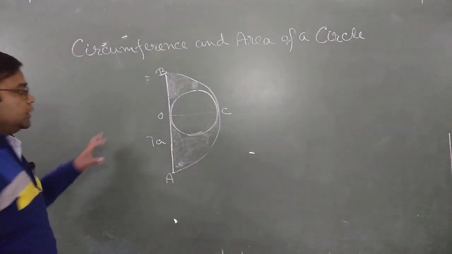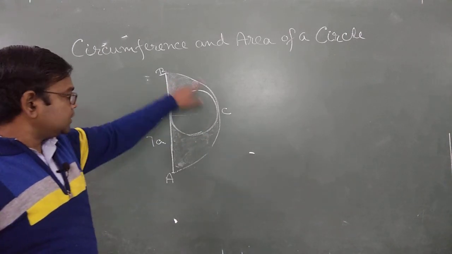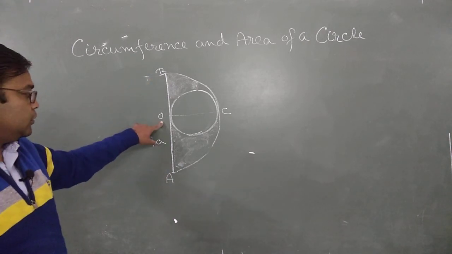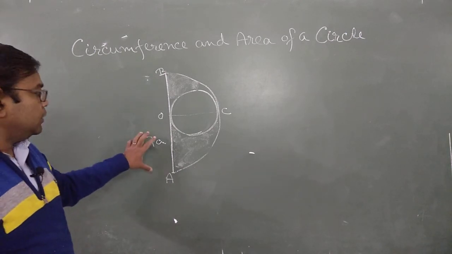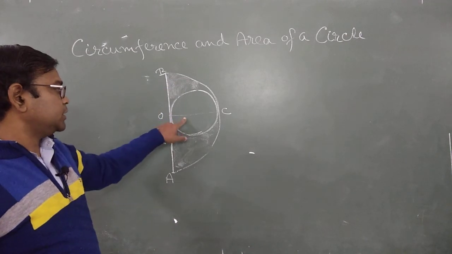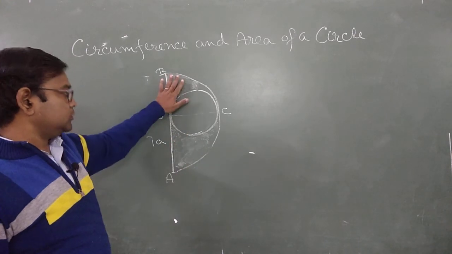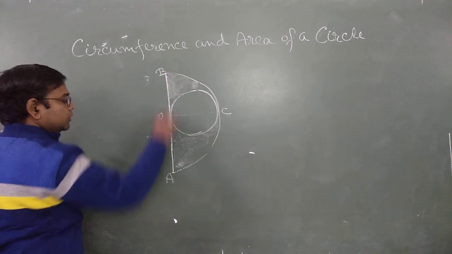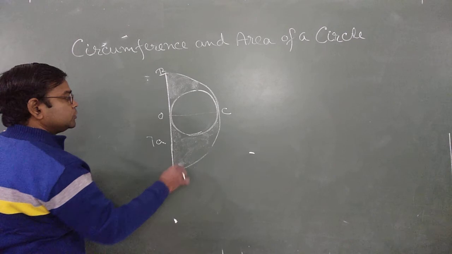In this figure, it is given that this is your circle with diameter OC and this is a semicircle with diameter AB. In the question it is given that half of the diameter, OA, is 7 centimeter. Means the radius of this semicircle is 7 centimeter and the diameter of this circle is 7 centimeter. The question says find out the shaded area. So first you have to find the area of the semicircle, then the area of the circle, and we subtract these two, and we have the answer.